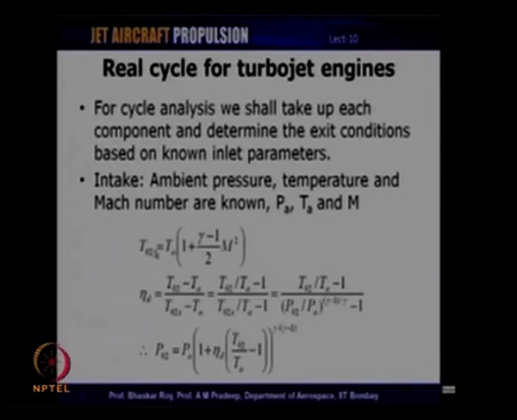T02 is known from our previous equation. If the diffuser efficiency is known, we can now calculate the stagnation pressure at the exit of the intake. So, we now have the stagnation pressure and temperature at the exit of the diffuser, based on our knowledge of the Mach number and the ambient conditions, as well as the diffuser efficiency.